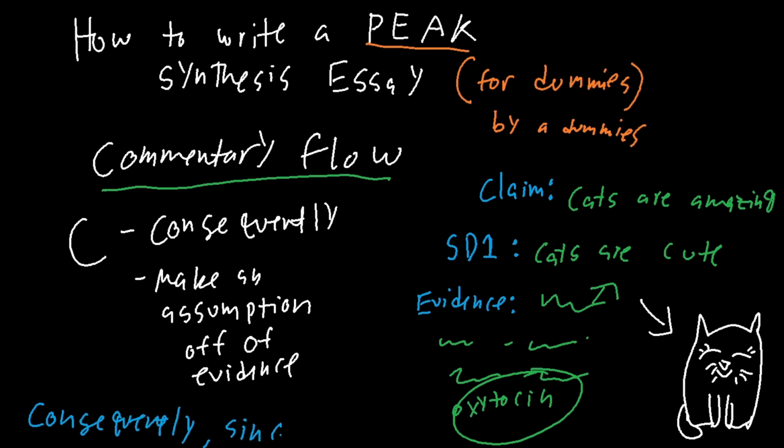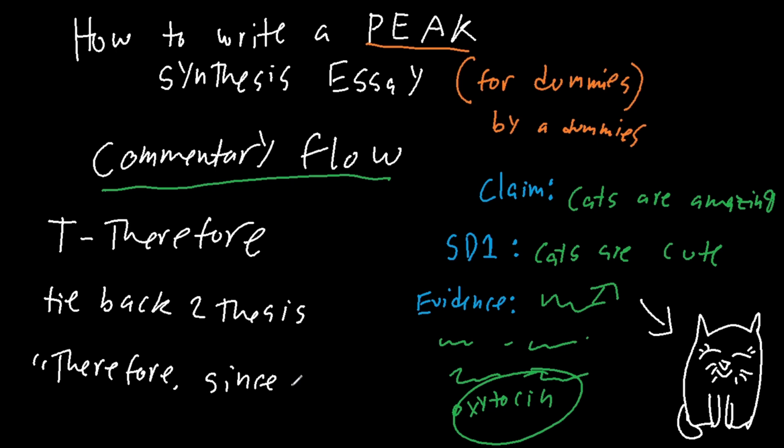Consequently, since cats release oxytocin in humans, they have such a stronger bond, because it's something that only humans and cats can get. You guys understand what I'm talking about? So that's how you implement consequently.